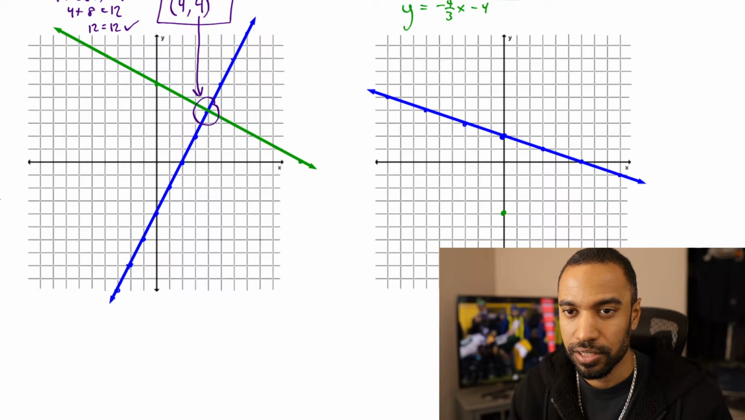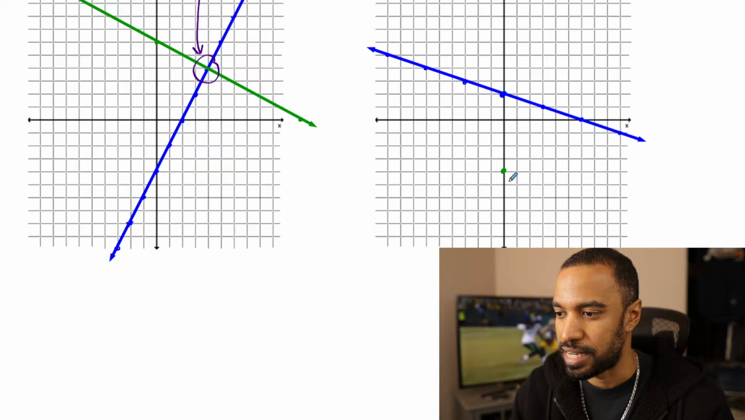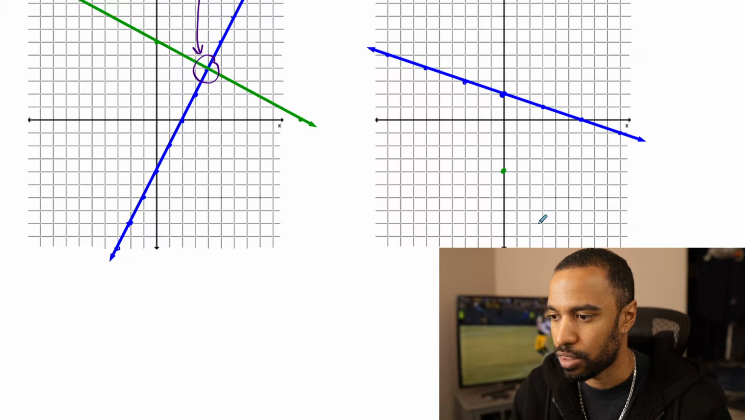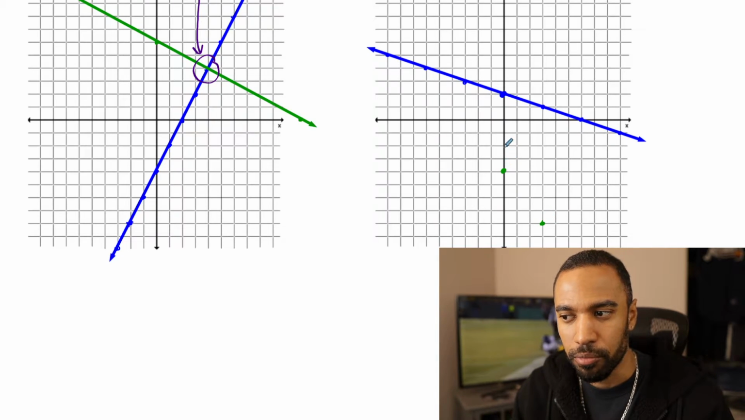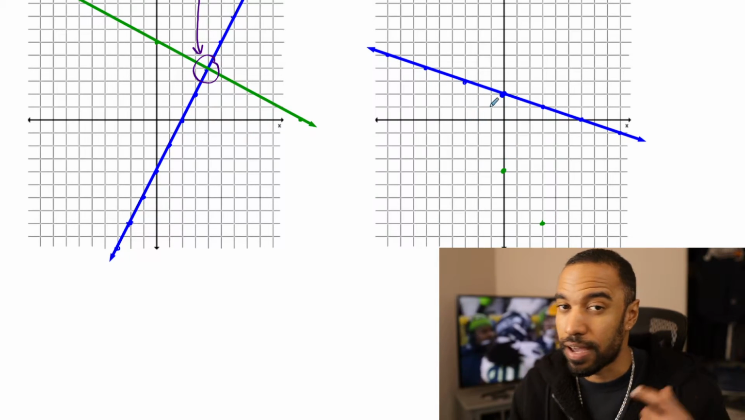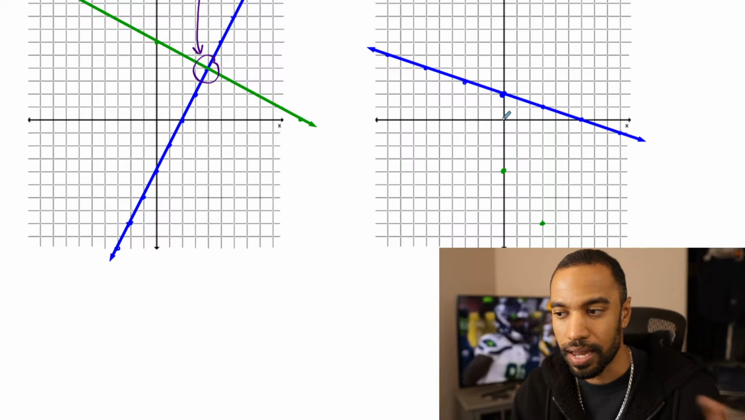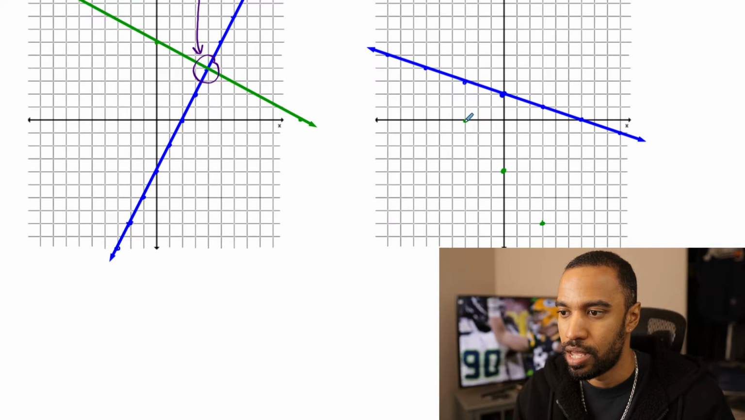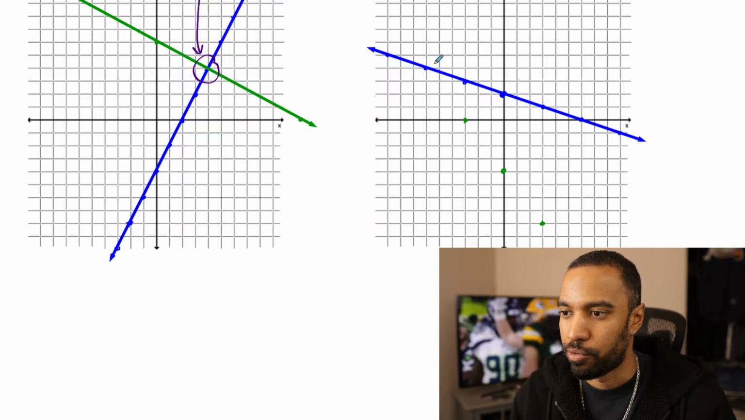Negative 4/3 x, negative 4/3 is my slope, meaning down 4, 1, 2, 3, 4, and right 3, plotting a point. But it's kind of important for me to go up and to the left, because I need to find out where these two intersect, right? So I got to keep going up and figure out where that goes. Up 4 over 3, up 4 over 3 right here.